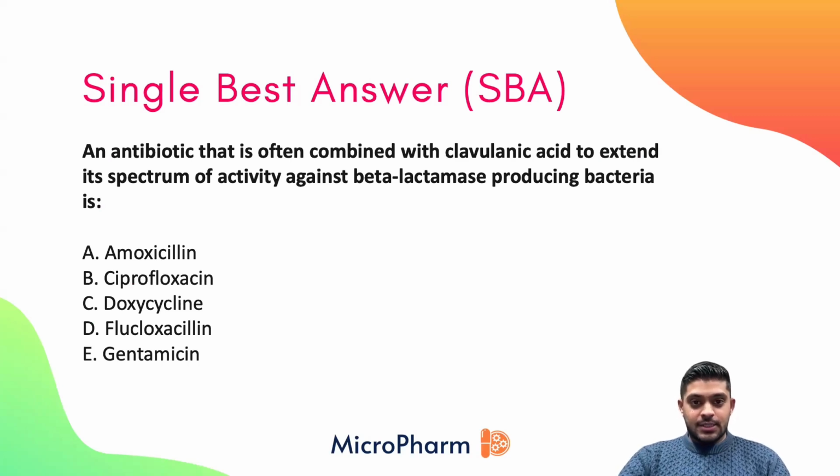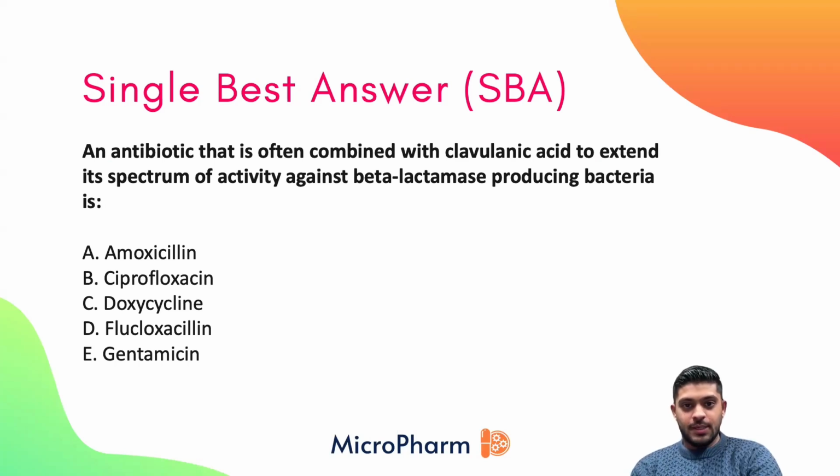An antibiotic that is often combined with clavulanic acid to extend its spectrum of activity against beta-lactamase producing bacteria. Which one is it? So, single best answer, more than one option may be correct in some circumstances, but it's the most suitable option that you should go for. Doesn't always have to be the case. Okay, let's share the answer.